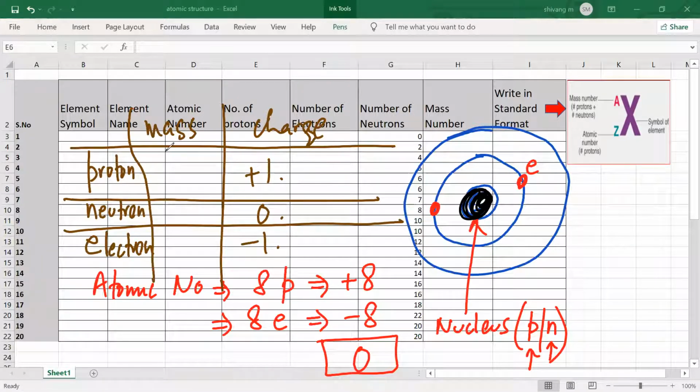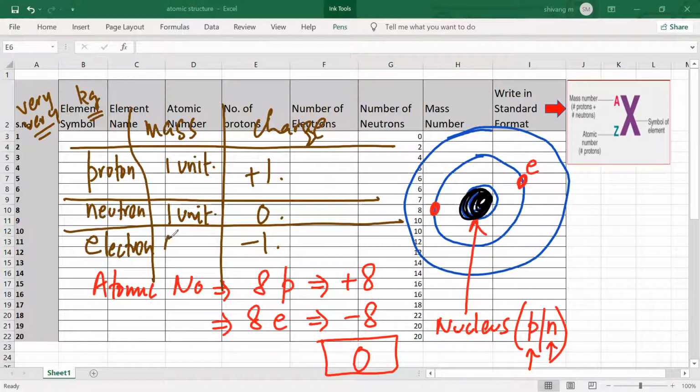Now we come to the mass. What we have said is that in terms of kg, the mass is very, very small. So what we use is 1 unit. Are we clear? Yes, sir. So rather than putting the mass in kgs, which is the standard, what we say is that the mass of a proton is 1 unit. Are we clear about this? Yes, sir. Now the mass of a proton and the mass of a neutron is roughly the same.